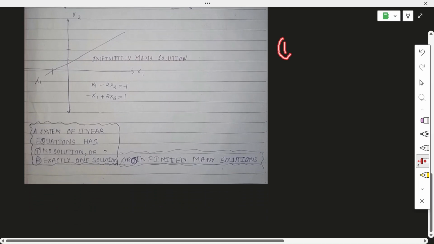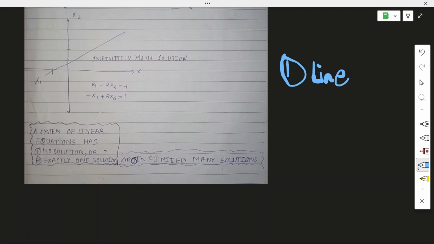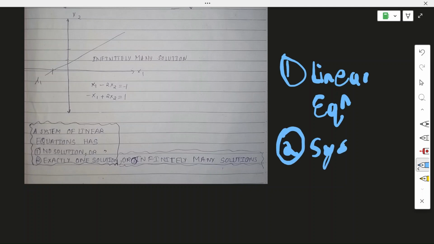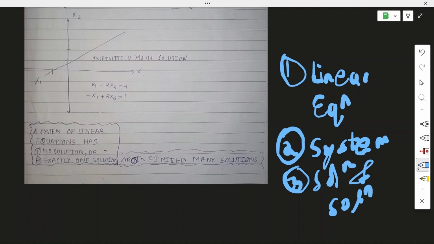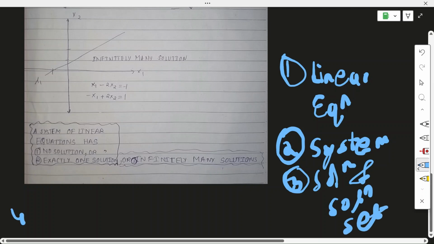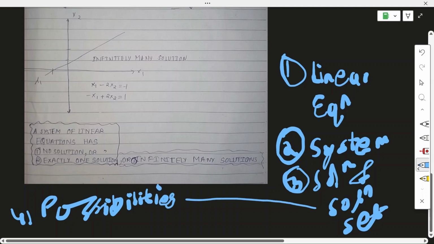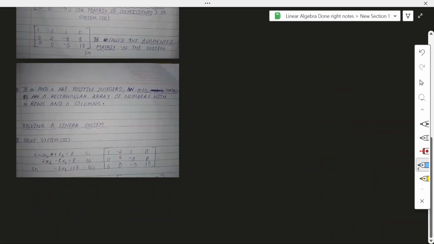Now, in the first part we discussed linear equations. In the second we discussed linear systems. In the third we discussed solutions and solution sets. In the fourth we discussed the possibilities of solution sets. And now we will move on to the next.